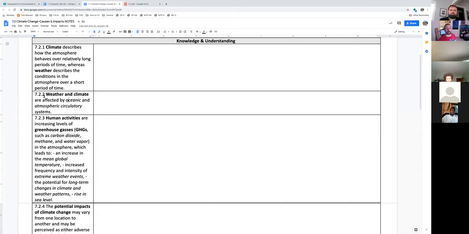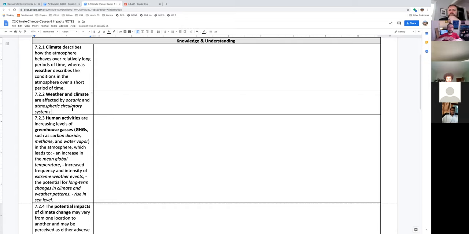Weather and climate, so 7.2.2, weather and climate are affected by oceanic and atmospheric circulatory systems. So this is talking about how there are ocean currents and there are air currents. And those ocean currents bring warm water to cold areas. They bring cold water to warmer areas, sometimes cold water to cold areas, warm water to warm areas. But the oceanic currents determine how much heat is in the air directly above the water.